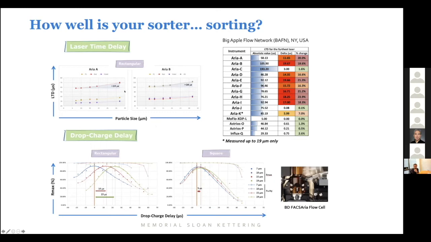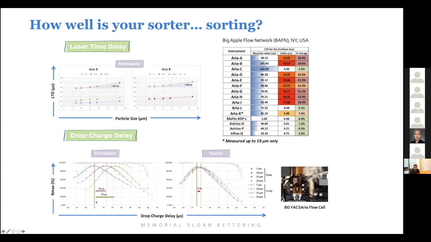I apologize, I don't know if the plots are too small, but essentially to summarize this, we started looking not only at laser time delay, but also at the drop charge delay of these instruments. And we could see that for some FACS Arias, not all, and it only happened with the FACS Arias, if you were trying to sort or analyze larger particles than the particles that you used to calculate the drop charge delay, the laser delays were completely off. And the drop charge delay was also completely off.